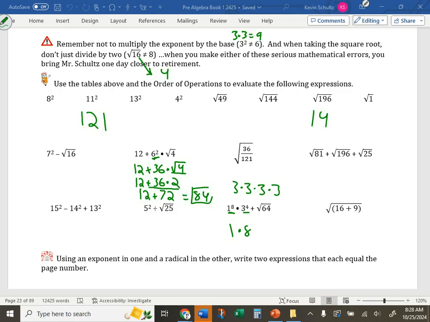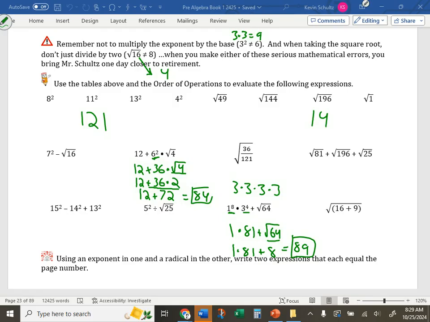So we have 1 times 81. And now we have plus the root of 64. P, no parentheses. E, we've taken care of the exponents. Next up is R, radicals. The root of 64 is 8. So you have 1 times 81 plus 8. We will multiply first. 1 times 81 is 81. Then add the 8, and we get 89 as a final answer. Okay? So there you go.